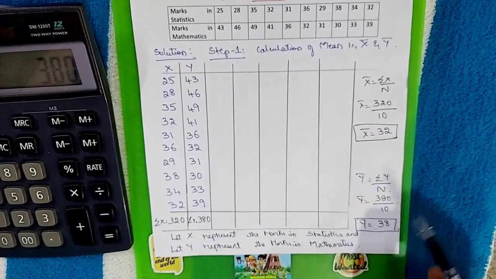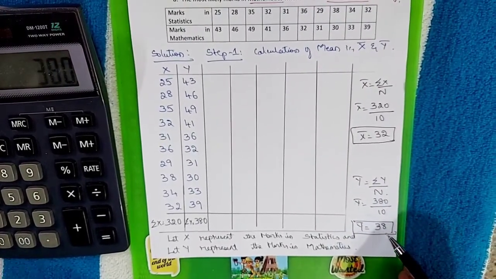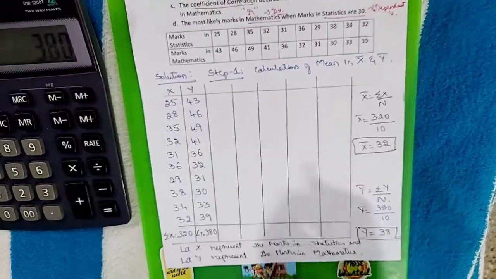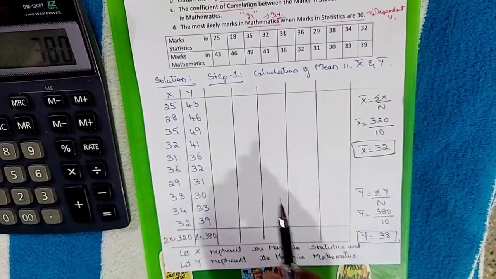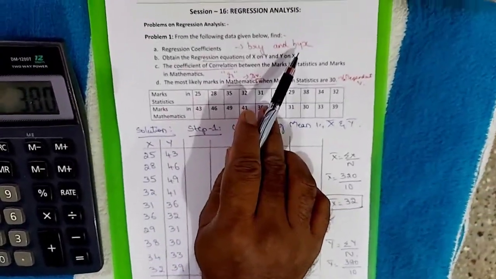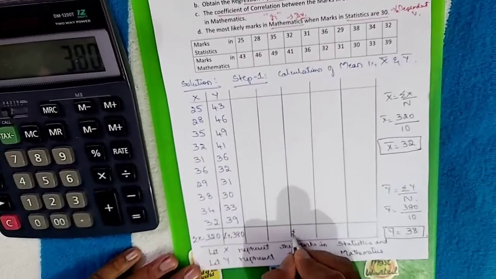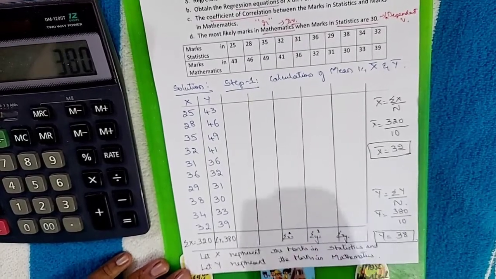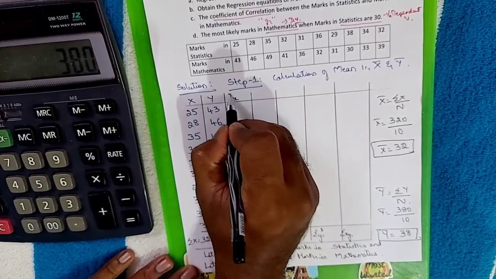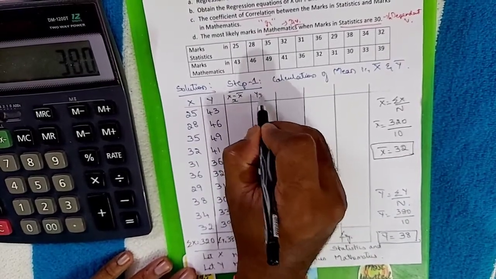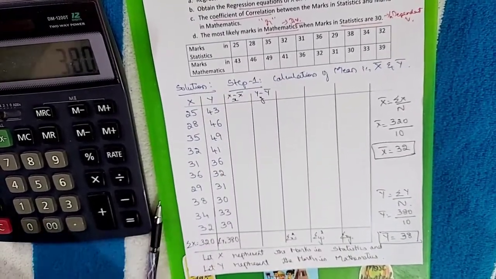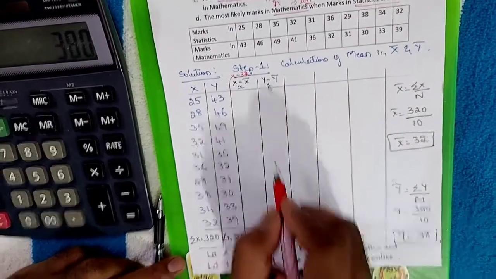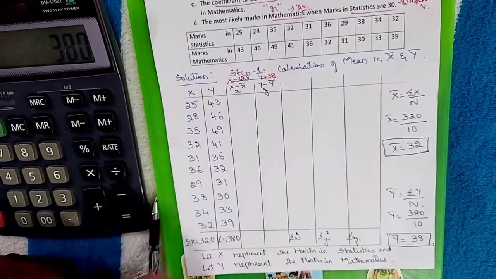Since both x bar and y bar are complete numbers, let us solve this problem using the actual mean method. Before proceeding to step 2, that is calculation of bxy and byx, we need to find out the values of sigma x square, sigma y square and sigma xy. Now x is the deviation of x from x bar and y is the deviation of y from y bar. So x bar is 32, which gives x minus 32, and y bar is 38, therefore y minus 38.